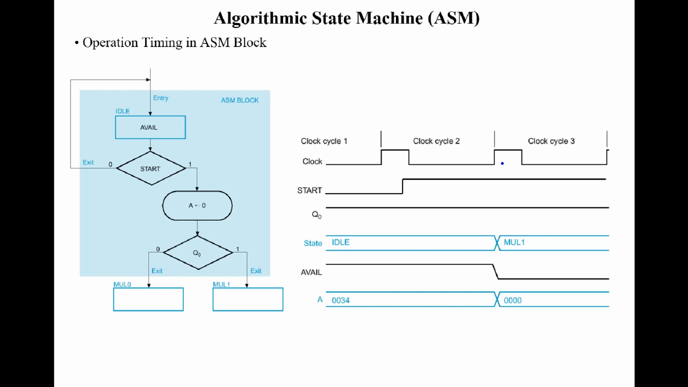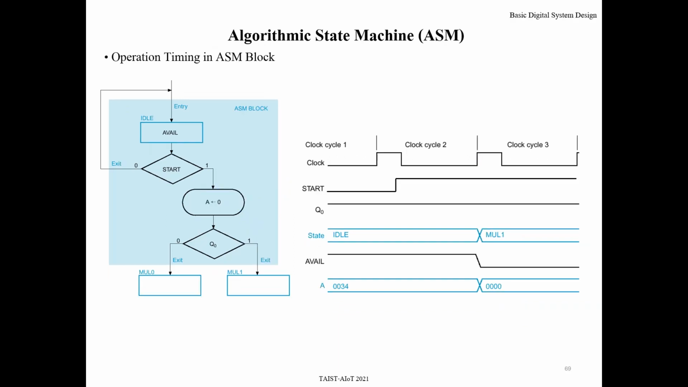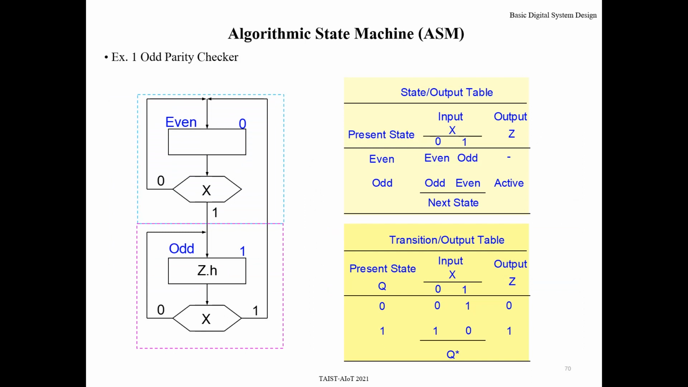After the clock tick, this one and this one clear. The clear signal is active, but register A must wait for the clock tick. That means when the clock ticks, the value of register A becomes 0, 0, 0. Okay, if you understand, let's practice something about the ASM chart.